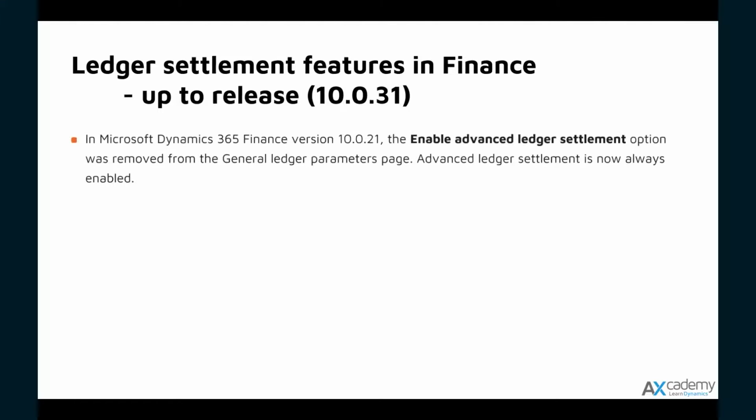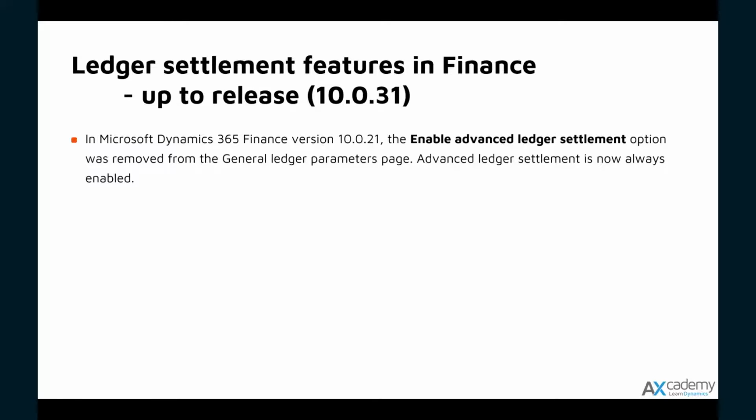So let's just see what has been added until we get to 10.0.31. Advanced ledger settlement was removed and switched on. So basically, you could do this settlement if you wanted to. Please note, when you read about the updates that happen with the release waves, make sure that you have a look at the feature state changes. The feature state changes are the ones that from feature management you could do if you wanted to, and then it's changed to automatic on, and then later on it might even be mandatory.